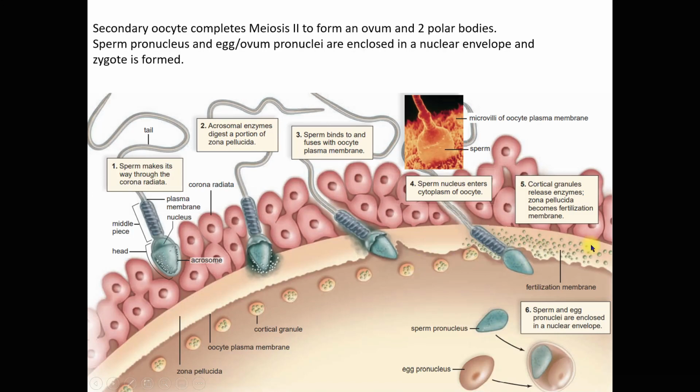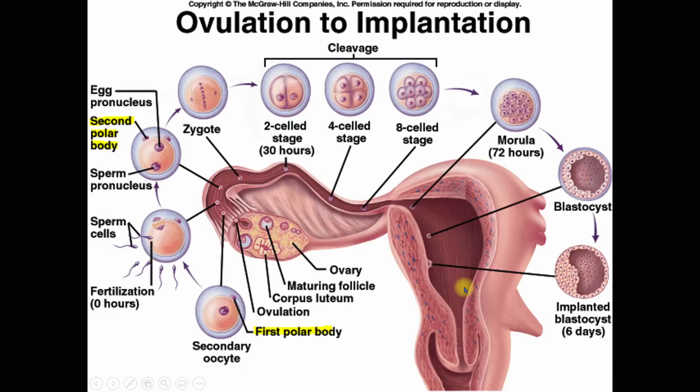Now, what happens after the fertilization envelope is already formed? The secondary oocyte will complete its meiosis II to form an ovum and two polar bodies. What happens after that? The sperm pronucleus will fuse with the ovum pronucleus in a nuclear envelope, and from here the zygote is formed. So that's about it for fertilization, until the formation of the zygote.